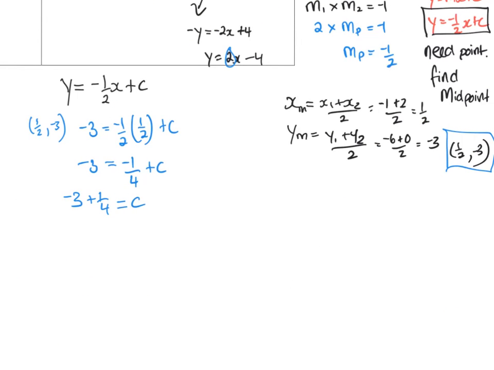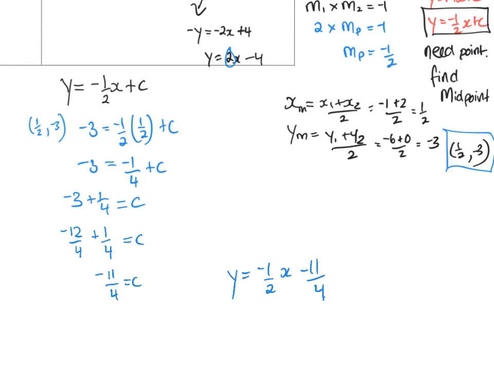So, if you change negative 3 to quarters, wouldn't that be negative 12 over 4? Yes? Plus 4. So what's that? Negative 11. So I've got the equation now to be y = -1/2 x - 11/4.